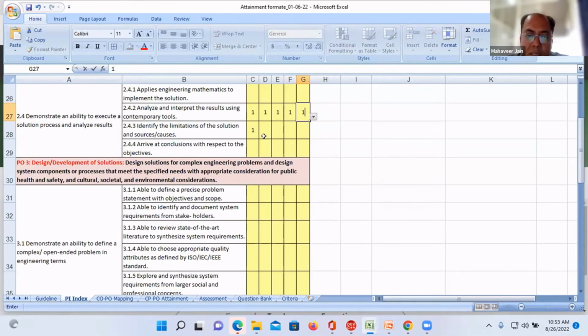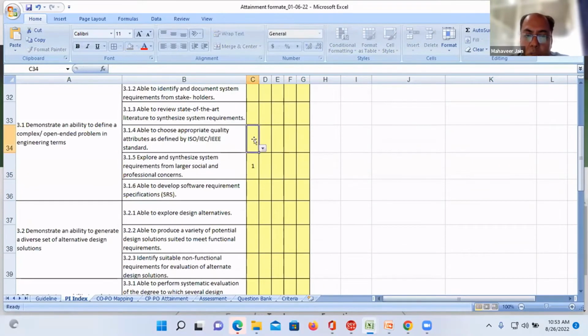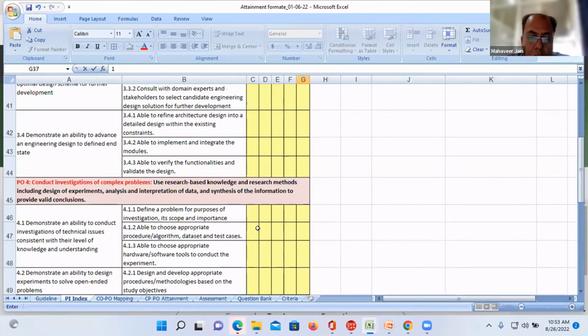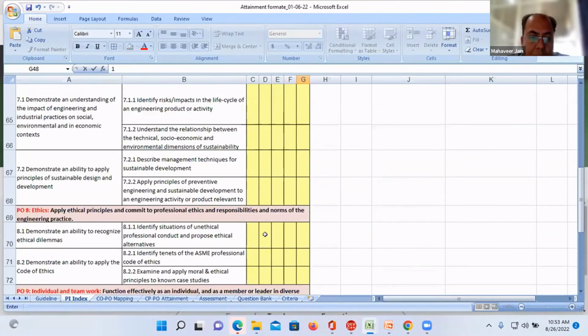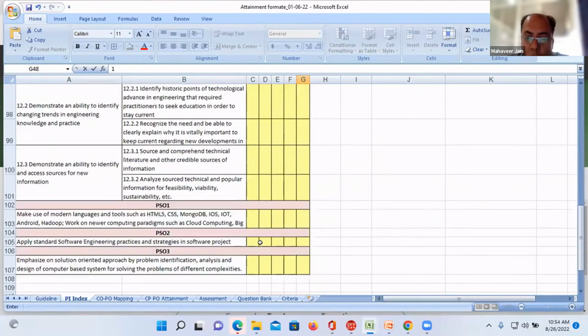So I am just putting this. This is the PO3. I am just putting 1, 1 so that my mapping is done there. After that, I will show you where the mapping is. Certainly the PO4. PO5. Okay, now I am going to the PSO.